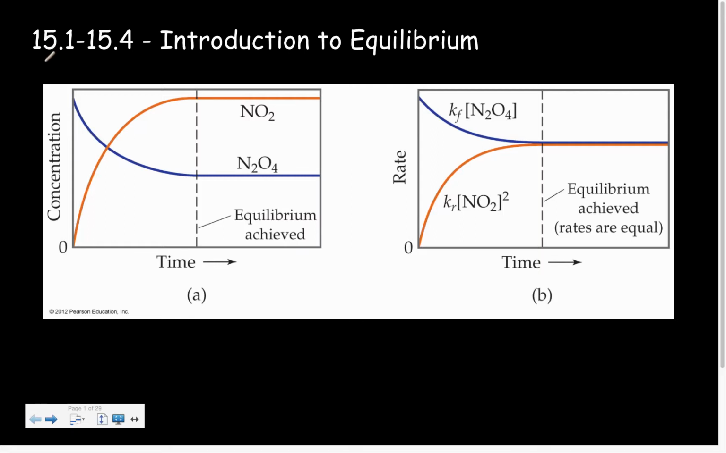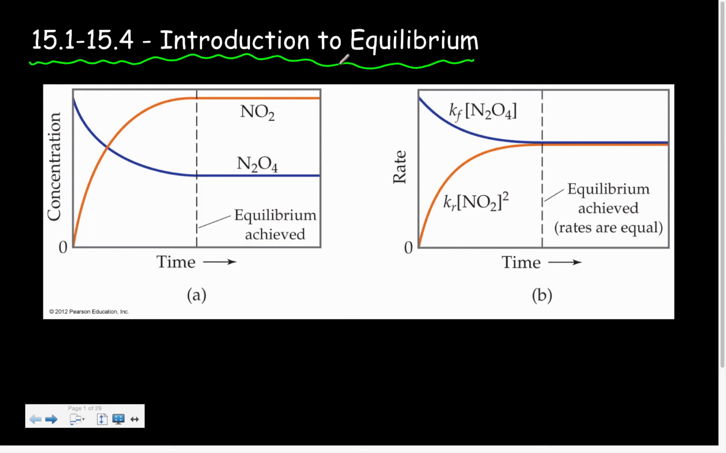Hello, AP Chemistry, and welcome to Chapter 15, Chemical Equilibrium. We're going to cover sections 15.1 through 15.4. Now, note that 15, 16, and 17, like it says at the beginning of the chapter, all cover equilibrium just from different aspects.